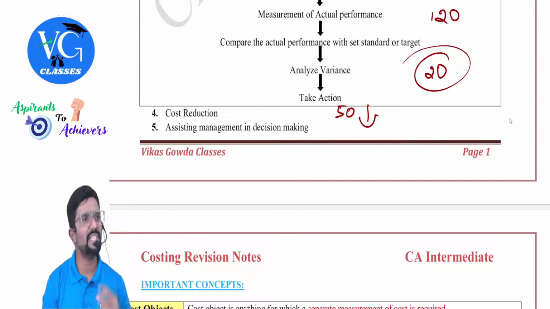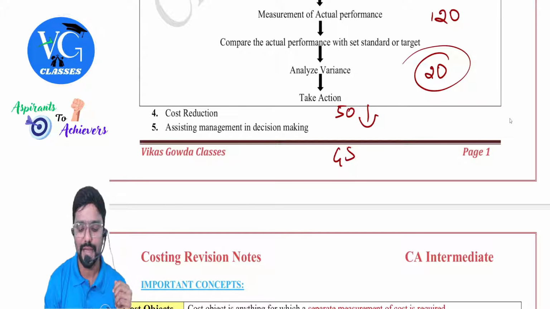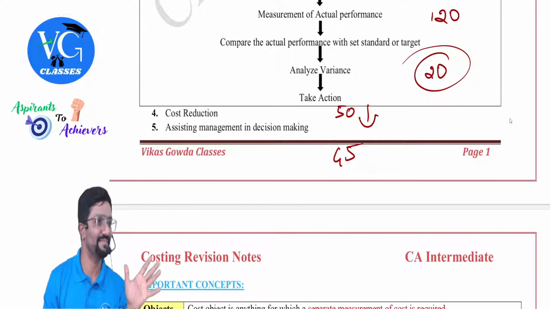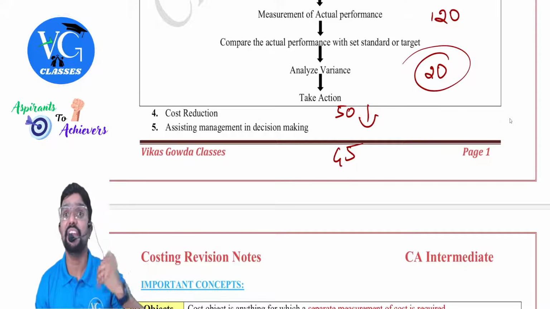So now assume they have achieved the cost of 45. By doing some actions, they have reduced the cost to 45. First check, is it a permanent reduction or is it only temporary? Because sometimes temporary reduction also will happen.